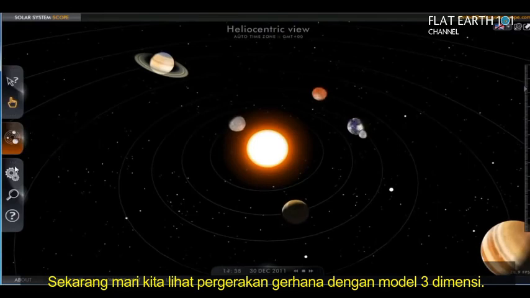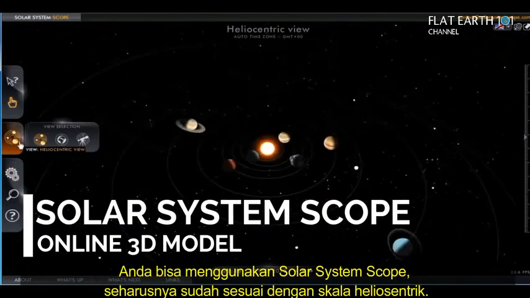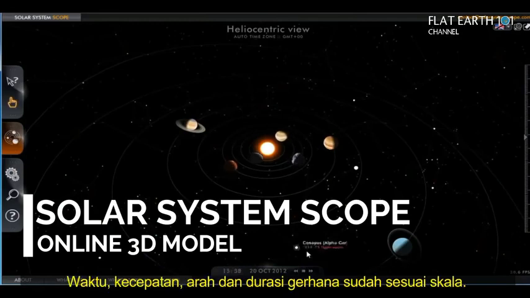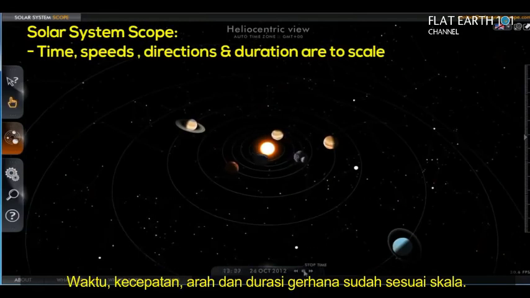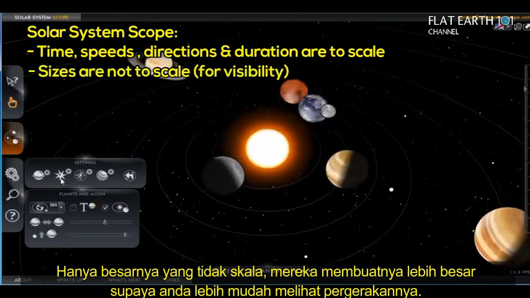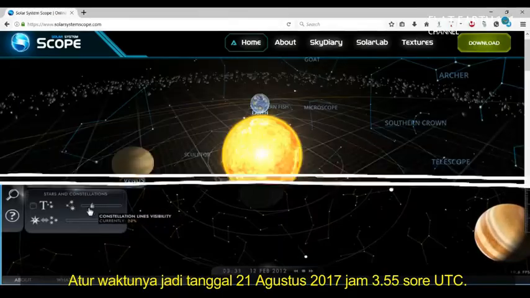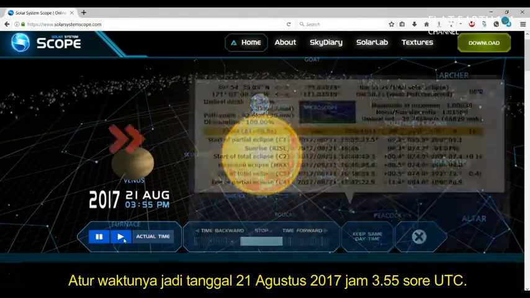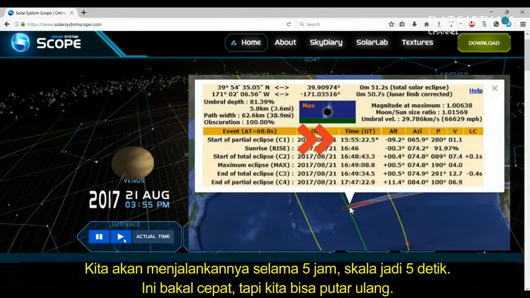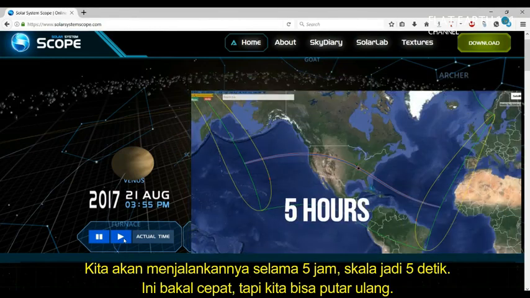Now let's see the eclipse movement with 3D model. You can use Solar System Scope. It's supposed to be correct according to heliocentric model. The time, speeds, directions, and eclipse duration are to scale. Only the sizes are not to scale. They make them bigger to make it easier for you to see the movements. Set your time to August 21st, 2017 at 3:55 p.m. UTC. We'll run it for 5 hours, scaled to about 5 seconds. It's gonna be quick, but we can replay it.